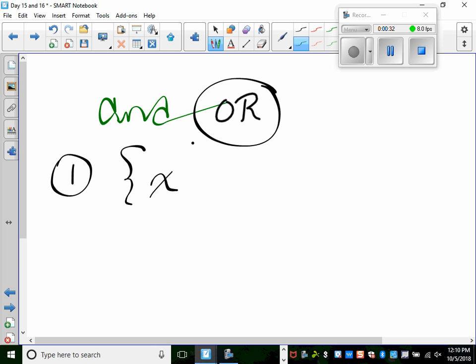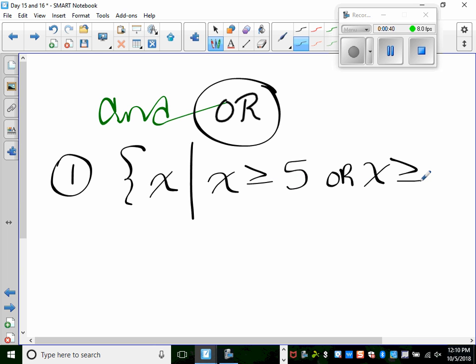And you want to write this down. Let's say you ended up with x such that x is greater than or equal to 5, or x is greater than or equal to -1. Okay, so what would that look like as a graph?